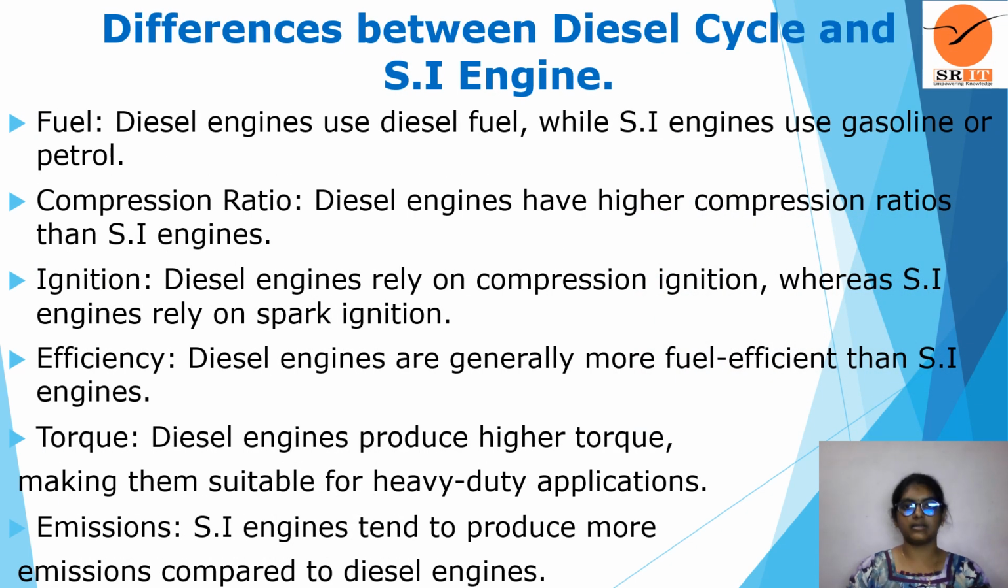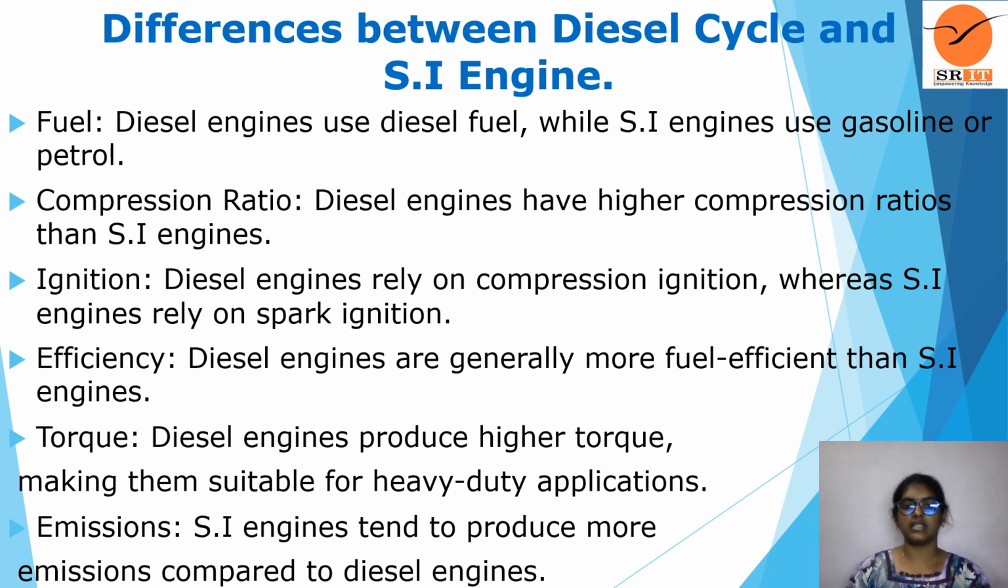Differences between diesel cycle and SI engine. Fuel. Diesel engines use diesel fuel while SI engines use gasoline or petrol. Compression ratio. Diesel engines have higher compression ratios than SI engines. Ignition. Diesel engines rely on compression ignition whereas SI engines rely on spark ignition.